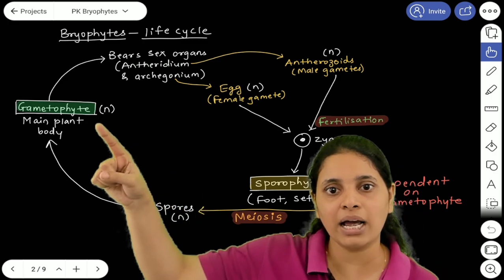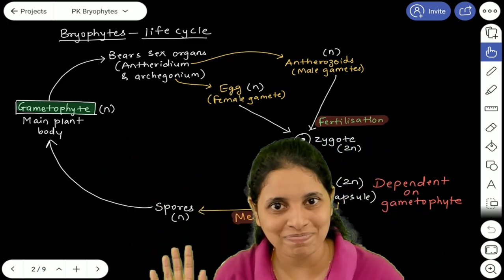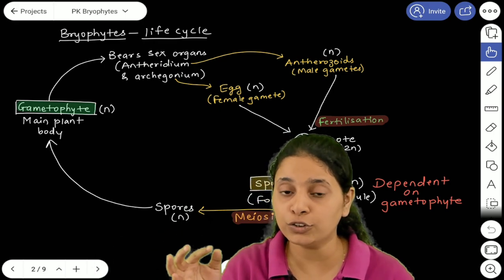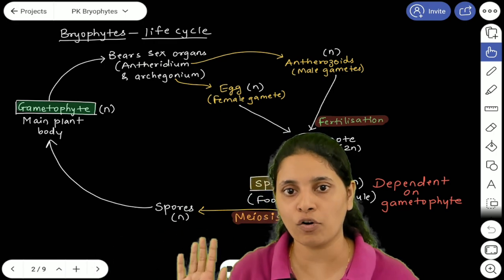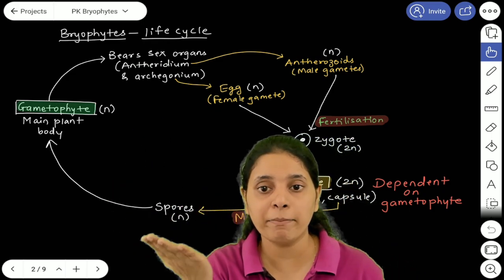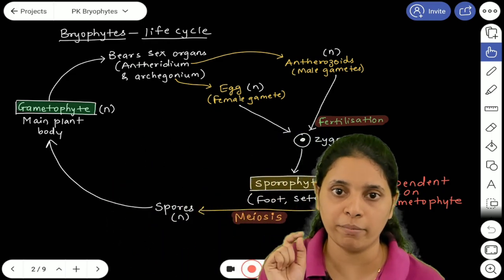That means this gametophyte is photosynthetic, right? The gametophyte is photosynthetic, it can prepare its own food and it can take care of itself. Yes, so gametophyte is the main plant body of bryophytes.